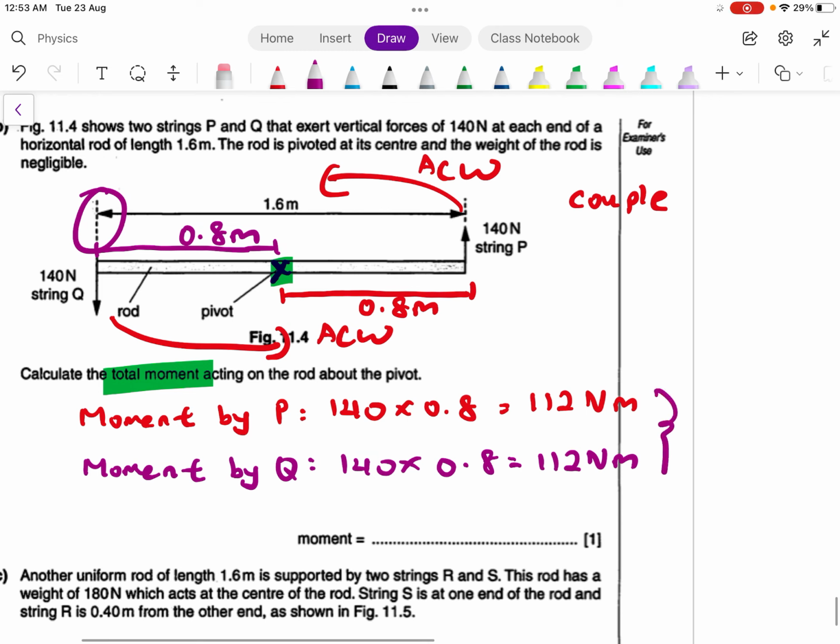So this is also equal to 112 Newton meter. So of course you need to add this up to give you the resultant moment of 224 Newton meter. So that is the answer for this question.